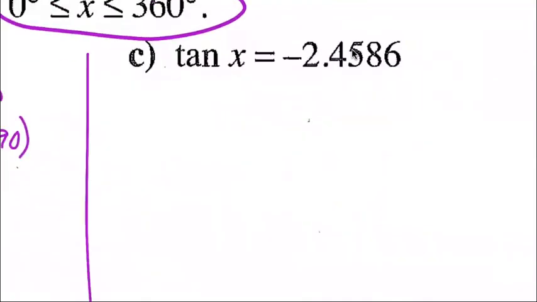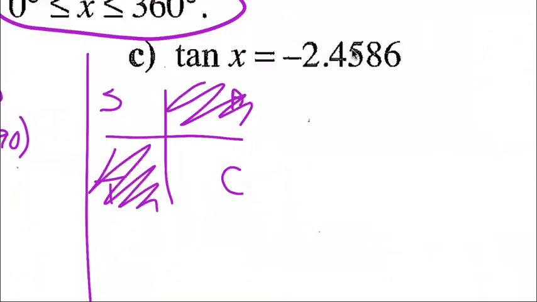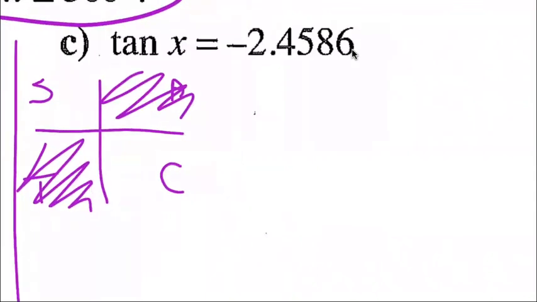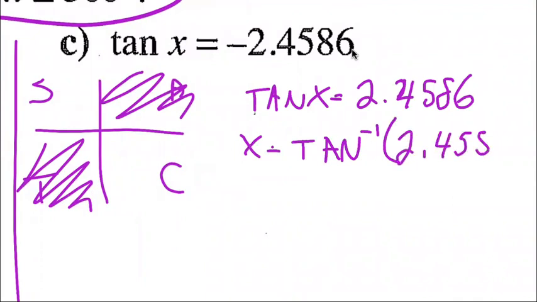So I know that tangent x is going to be negative in which quadrants? C, A, S, T. Can't be here, they're all positive. Can't be here, tangent's positive. So in quadrants 2 and 4. Now to determine the reference angle. Tangent x is equal to the absolute value, 2.4586. So x is equal to the inverse function of tangent of 2.4586. x is equal to 68 degrees.